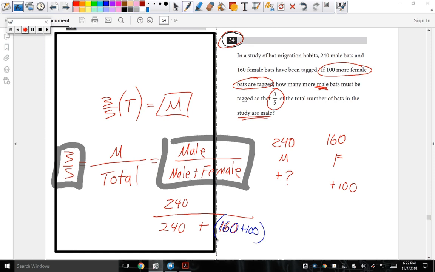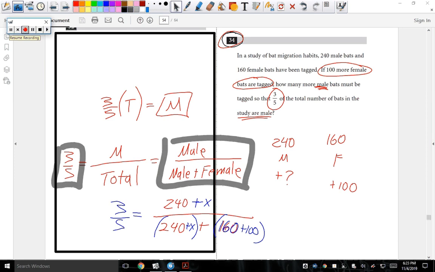You with me? So if I'm doing 240, which is my current male, do you see how I have to actually add like X to the top? And I also have to add like X to the bottom. Do you see how everything works now? I now have a total for my total. I have a total for males, and it all is going to equal, you tell me, 3/5.